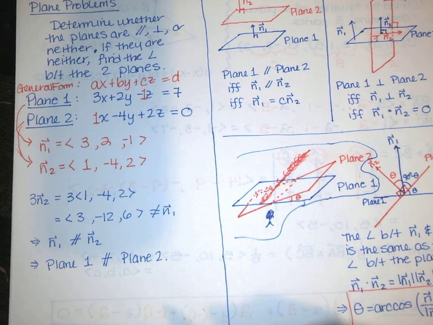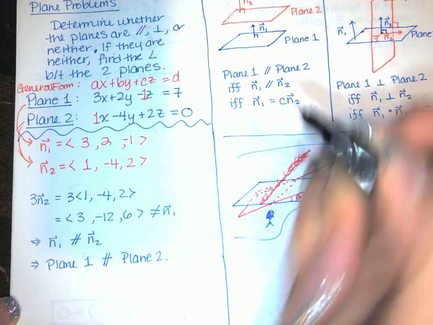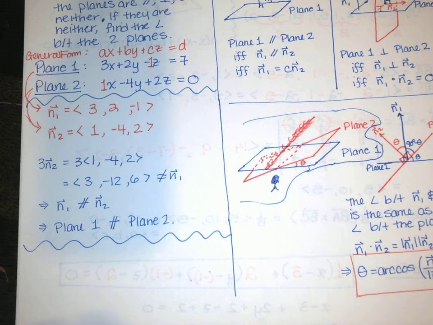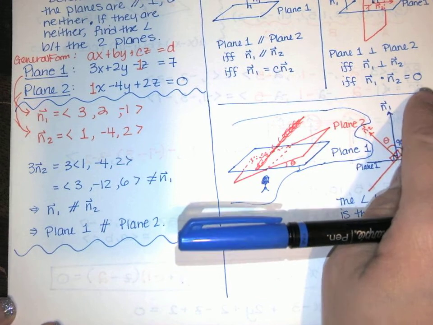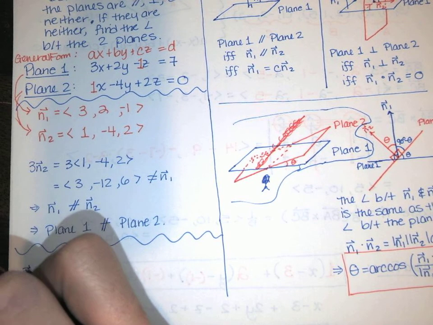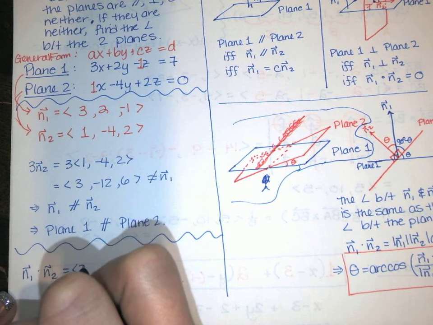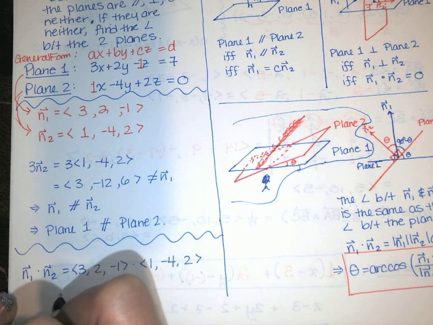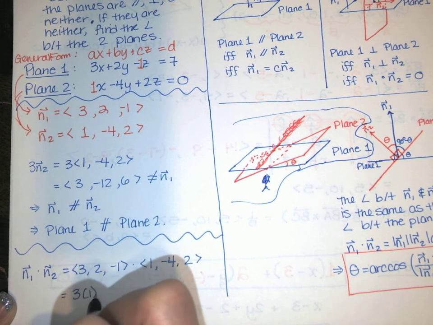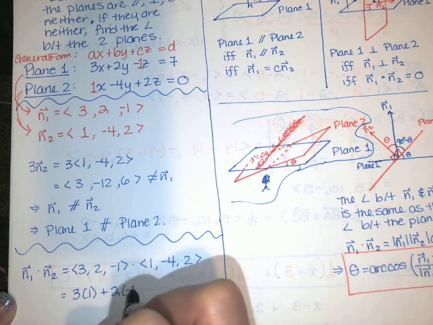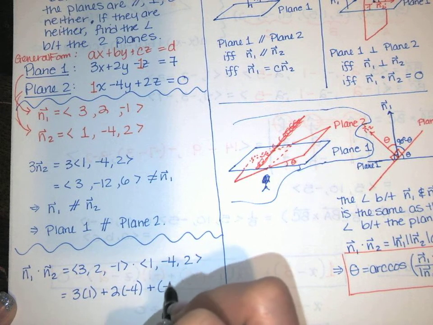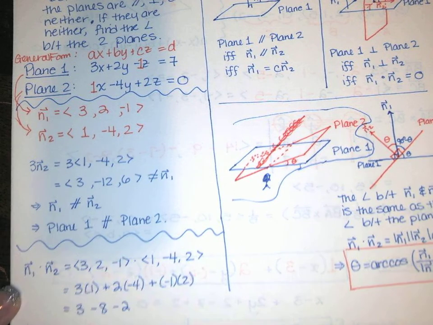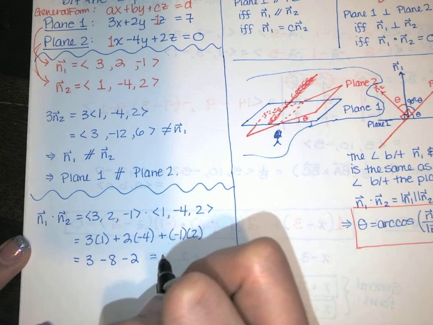Okay, so let's check to see if they're perpendicular. That was the first part. They're not parallel. If I want to determine if my planes are perpendicular, I'll have to take the dot product of their normal vectors and see if I get 0. So let's do n1 dotted with n2. Remember how this works. You just multiply component by component, and then you add. So we'll do 3 times 1, and then add 2 times -4, and then add -1 times 2, and I get 3 minus 8 minus 2. So it's 3 minus 10, which is -7.